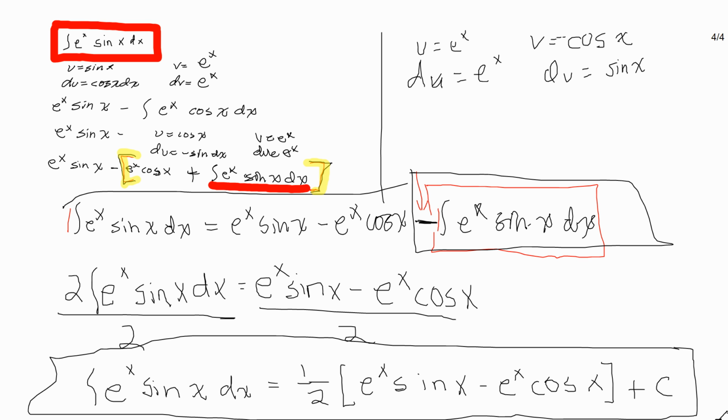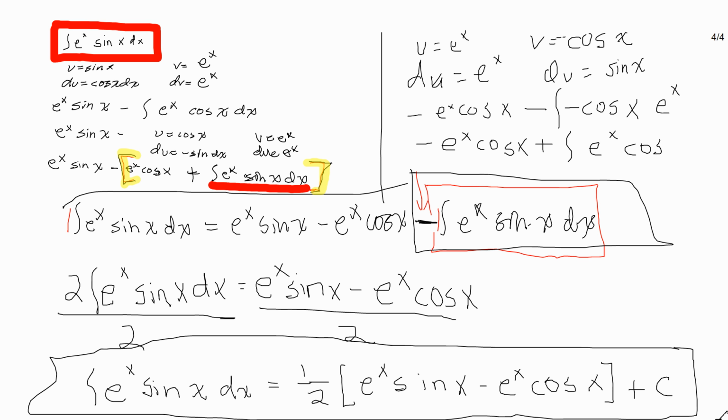And now, uv minus the integral of v du: e to the x, negative cosine of x, negative e to the x cosine of x, minus, don't forget, minus the integral of v du. v is going to be negative cosine of x, du is e to the x, and then that's going to be negative e to the x cosine of x, plus the antiderivative of e to the x cosine of x.